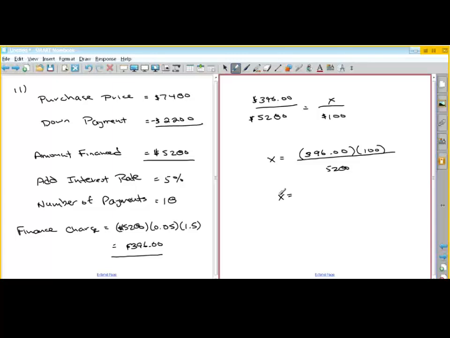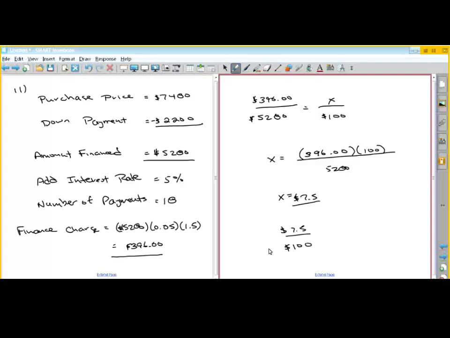And let's see what we got here. 396 times 100 divided by 5,280. I think it's 7.5. So that's $7.5 per, well, X. But what I'm going to use the table for is $7.5 per $100. That's the dollars of finance per $100 loaned. And that just makes it so that you can go to the table.